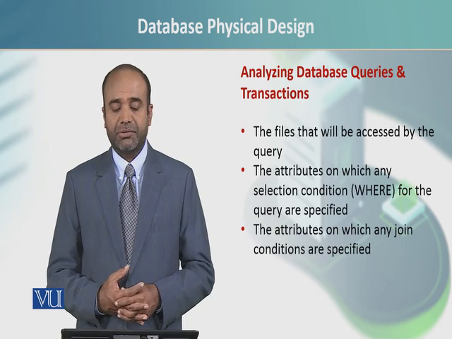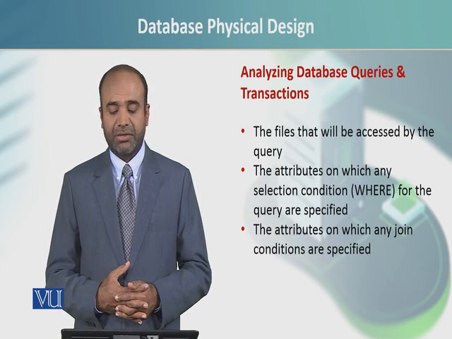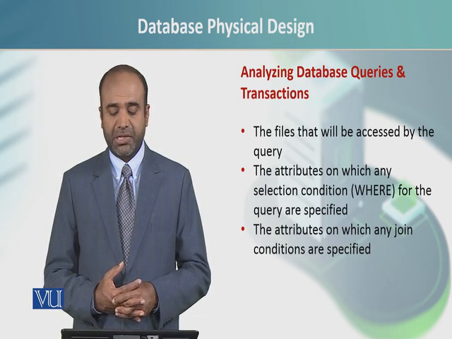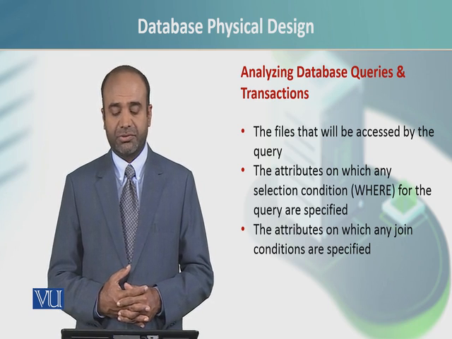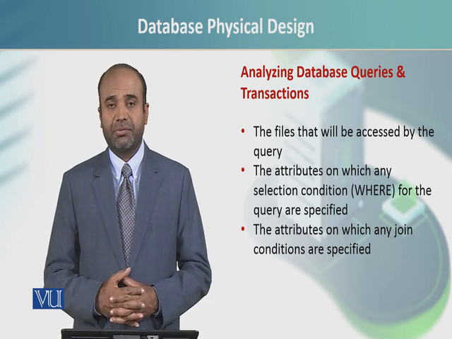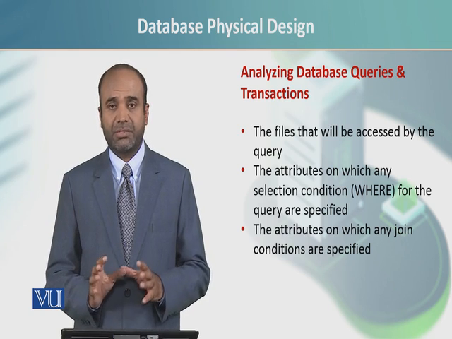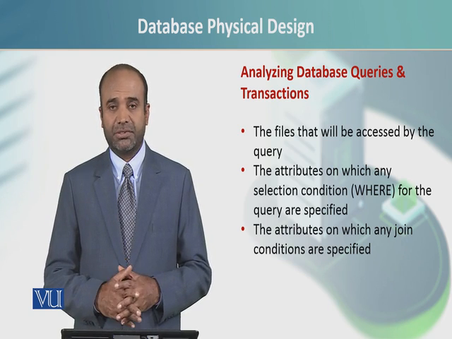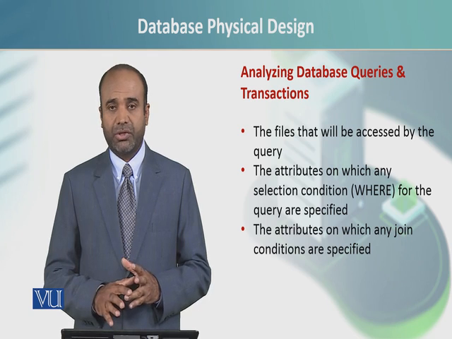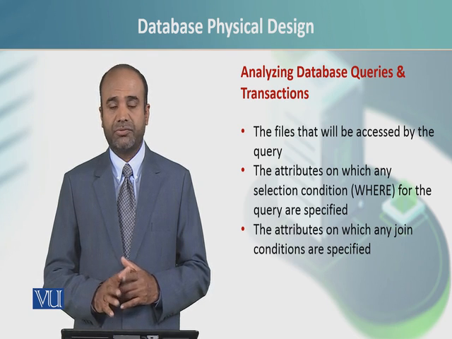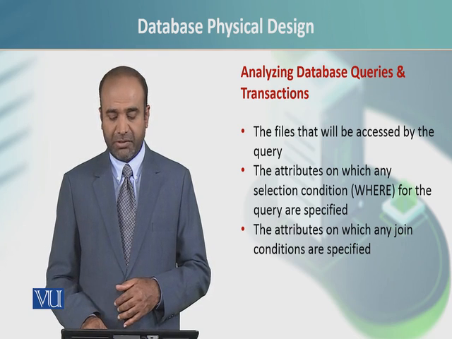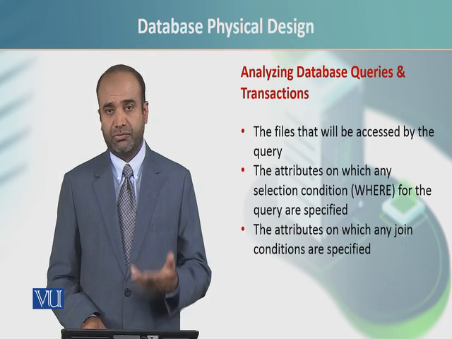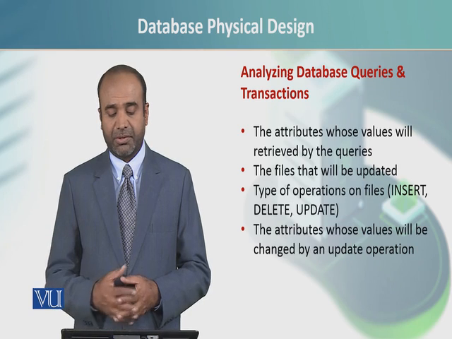Again, analyzing database queries and transactions means the files that will be accessed by the queries, the where conditions, the attributes, and the join conditions. So these three basic requirements are normally the targeted points a DBA considers: the where clause, joins, and the attributes which are most often accessed. Those normally help push us towards tuning purposes as well.